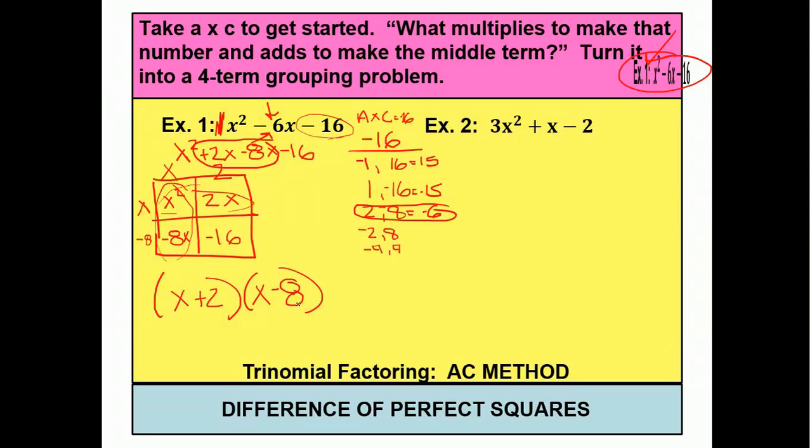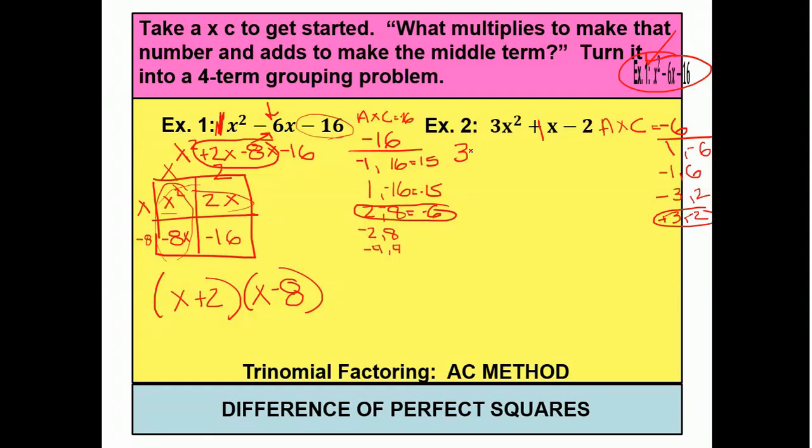Alright, now let's try this next one here. So let's do our A times C. A times C is 3 times negative 2, negative 6. So what numbers multiply to give us negative 6? Well, I know 1 and negative 6. I know negative 1 and positive 6. I know negative 3 and positive 2. Positive 3 and negative 2. I think that's it. So if I add these all up, I'll get negative 5 here, positive 5, negative 1, right here. Positive 1. That's what I'm looking for, right? Because I'm looking to get this B term, or the middle term here.